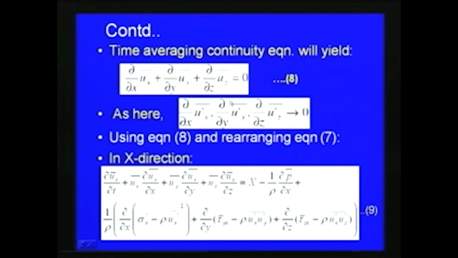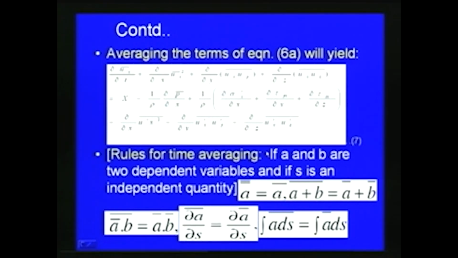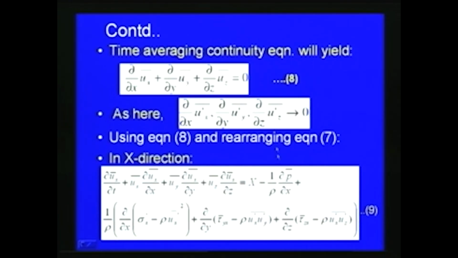And here you can see, as we have already discussed earlier, ∂/∂x of ū'_x bar, ∂/∂y of ū'_y bar and ∂/∂z of ū'_z bar tend to 0, since we take the mean component. Now, if we use this continuity equation 8 and the time averaging concept, we can rearrange the earlier equation number 7 into this form, equation number 9.